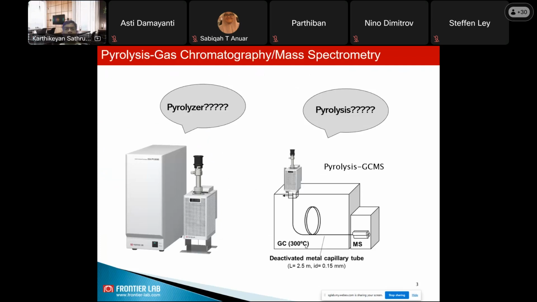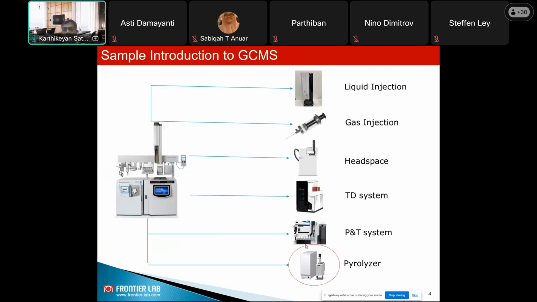Okay, pyrolysis gas chromatography mass spectrometry is a hyphenated technique where a pyrolyzer is attached to a GC or GCMS for the analysis of polymeric materials mainly, but it can also be used for other applications, which you will learn during this session.